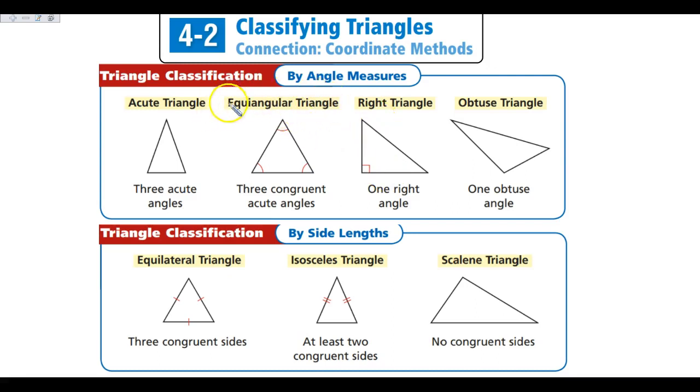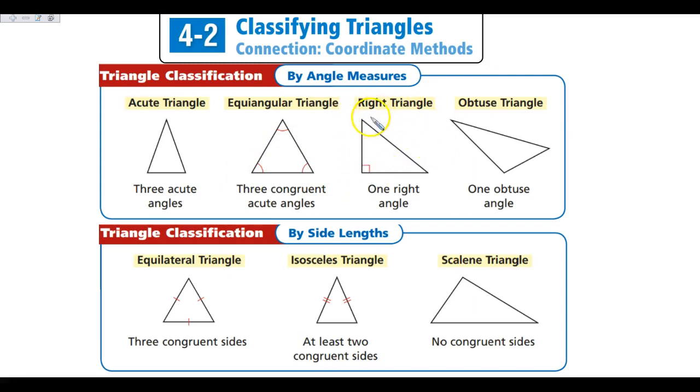We also have equiangular triangles. This might be the new one for you guys, a new terminology. Equa means equal, and angular is angle. So we have a triangle that has equal angles. In my equiangular triangle, all three angles are going to be the exact same measure, so they will all be congruent.